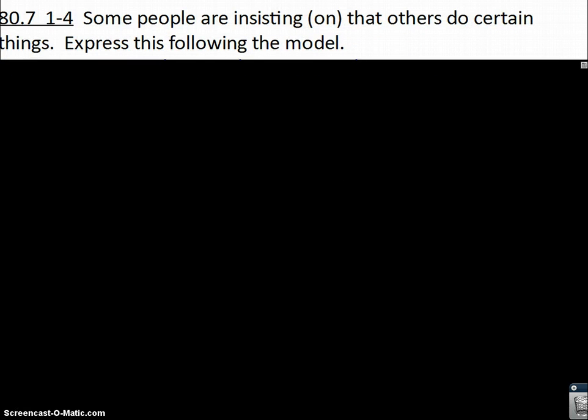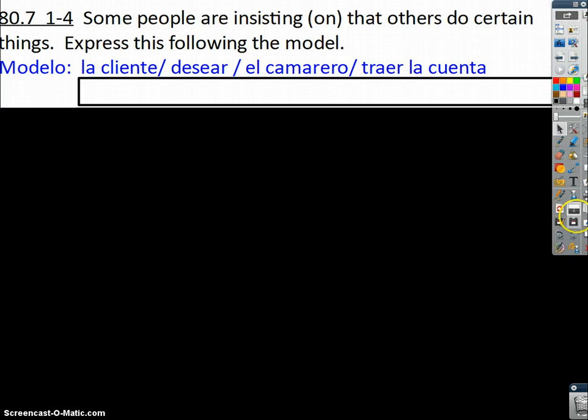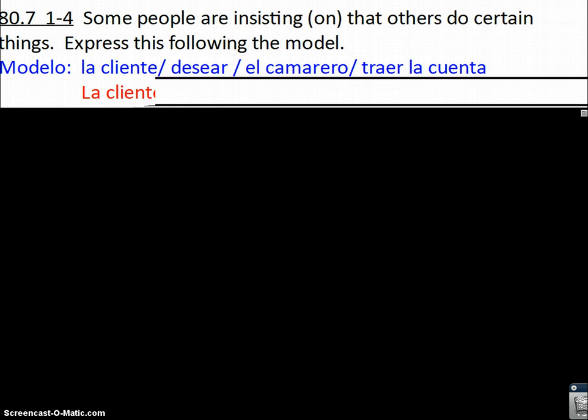Okay, so you do not have to do the directions because look, I'm doing them here for you. Some people are insisting that others do certain things. Express this following the model. So if we look at the model, these were the words that are given to the person doing the model, and you take these words and turn them into a sentence. La cliente is the subject, so then I conjugate desear, which means to desire. And of course, it's going to go into the present indicative, desea.